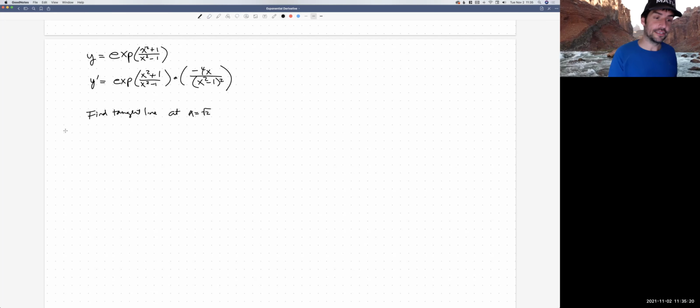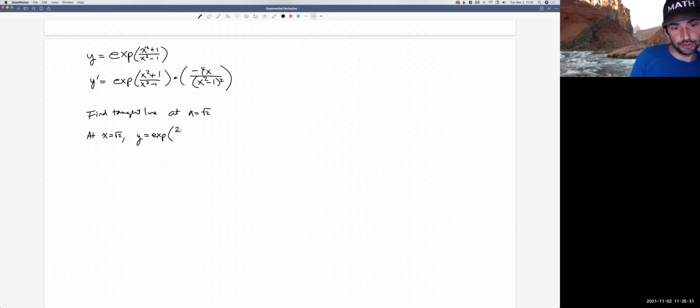Okay. All right, let's evaluate this. At x equals the square root of 2, y is equal to the exponential function. Well, square root of 2 squared is 2, plus 1. Square root of 2 squared is 2, minus 1. So it looks like we have 3 over 1, or 3. So this is just going to be e cubed.